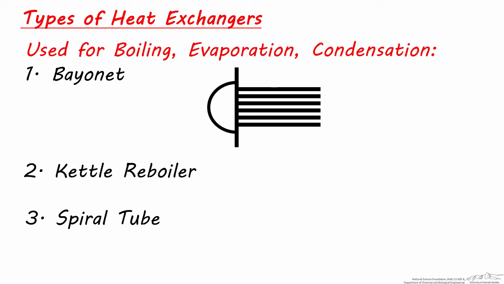A bayonet heat exchanger is a lot like a shell and tube, but without the shell, which means it can be moved around and installed inside any appropriately sized vessel. Tubes are fixed to a tube plate only on one end.